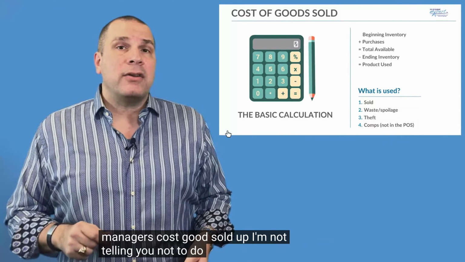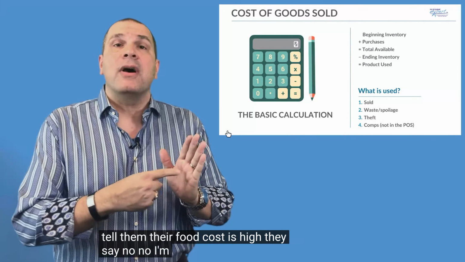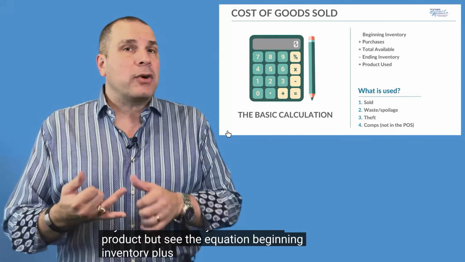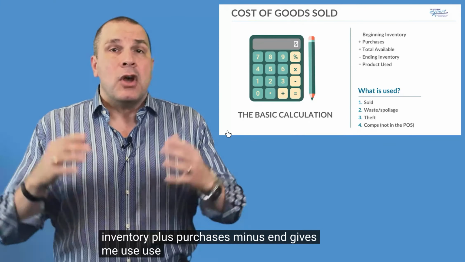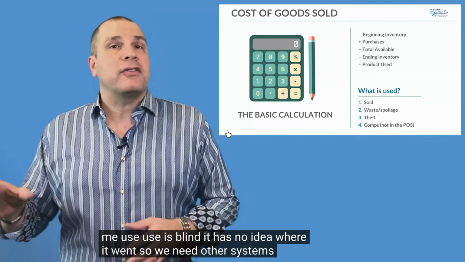I'm not telling you not to do that, but make sure it goes on a waste sheet, so that when you tell them their food cost is high, they say, no, I'm in line, you took some product. But see, the equation beginning inventory plus purchases minus end gives me use. Use is blind. It has no idea where it went. So we need other systems.